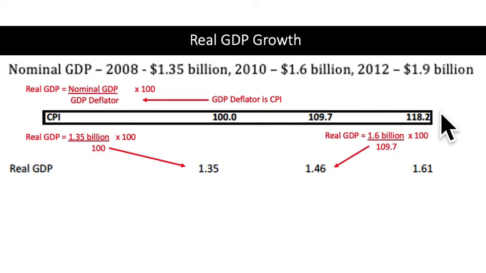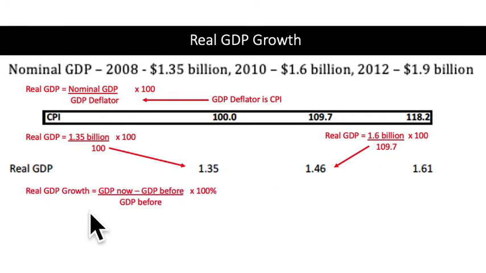Again, you can do the same calculation with the 1.9 billion nominal GDP divided by the 118.2 GDP deflator to give you 1.61 billion for real GDP in 2012. And so we have real GDP now. But the question is still asking us, what is real GDP growth? And so how do we calculate that?